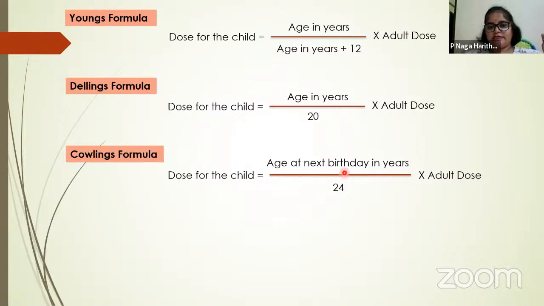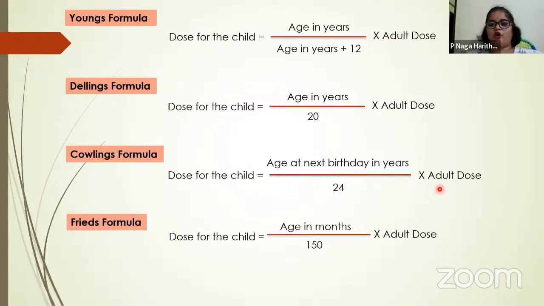So the dose for the child is equal to age at the next birthday in years, that means present age plus 1, divided by 24, multiplied by the adult dose. And then comes Fried's formula. This is especially used when you are calculating doses for a child whose age is in months, or if the problem gives you the age of the child in months. The dose for the child is equal to age in months divided by 150, multiplied by the adult dose.